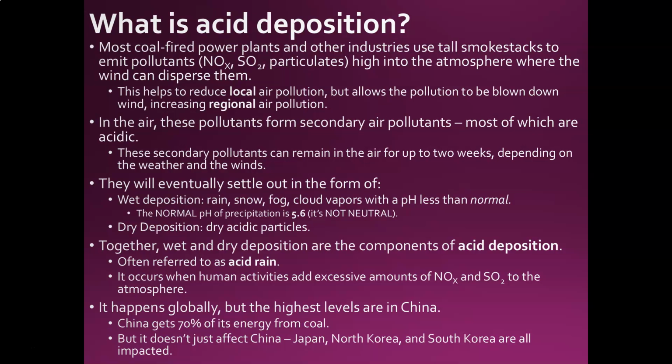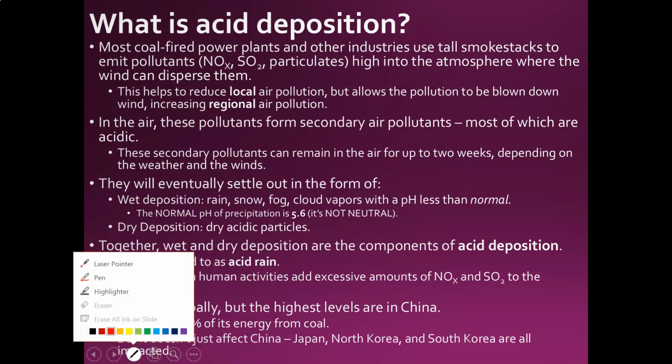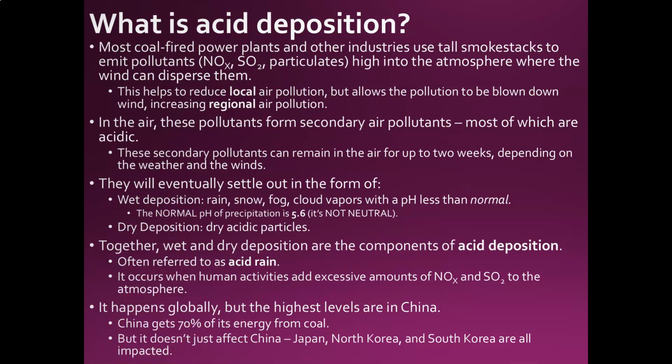Now, an important thing to note, I'm going to bring out my highlighter here, if I can find it. There it is: the normal pH of rain is 5.6. So when we talk about acid rain, or here it says wet deposition, it says rain, snow, fog, cloud vapors that have a pH less than normal.